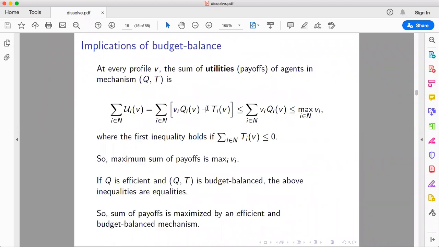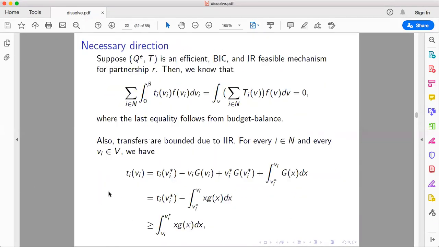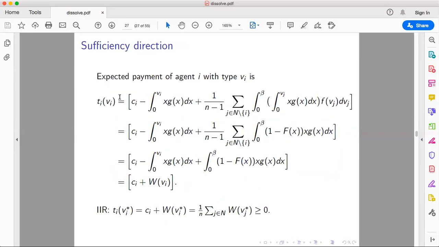And for Bayesian incentive compatibility, we have to show this. We already know that the allocation rule is efficient, so the first part is automatically satisfied. So what we need to show is that this part is satisfied. These two things we will show. And for that, the first step is to compute the interim payments.